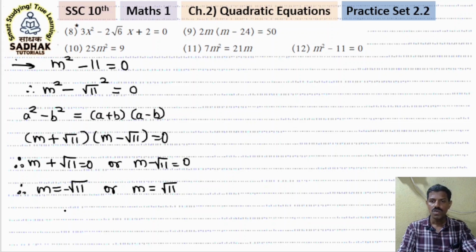Fine. So with this we have come to the end of practice set 2.2. Fine. Where we have solved this equation by using factorization method. I hope you have understood these sums.